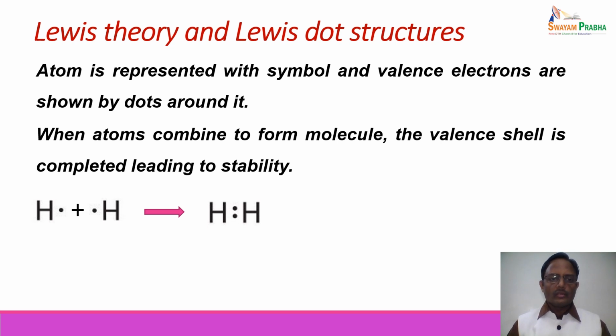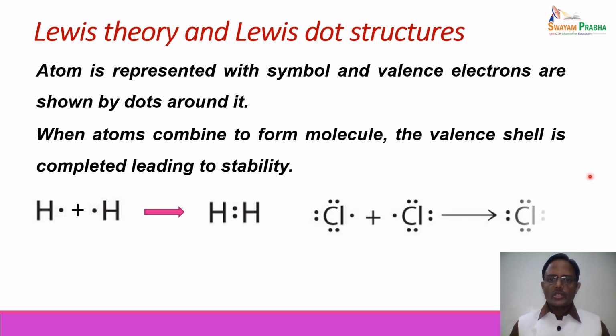Consider an example that we have already seen, the H2 molecule. The 2 hydrogen atoms can be shown like this with 1 dot each. This is what we call the Lewis dot structure. So this is the dot structure of one hydrogen atom, the dot structure of another hydrogen atom, leading to formation of the H2 molecule with the 2 electrons present at the center of the 2 atoms. This is how the formation of a bond is explained by Lewis.